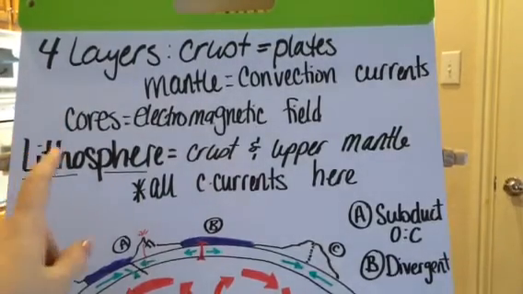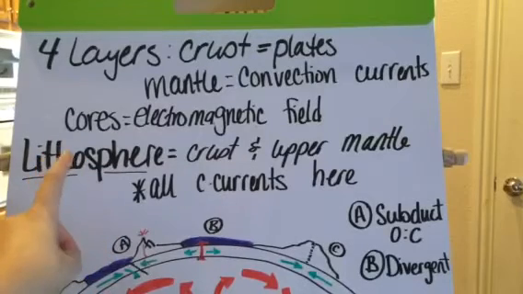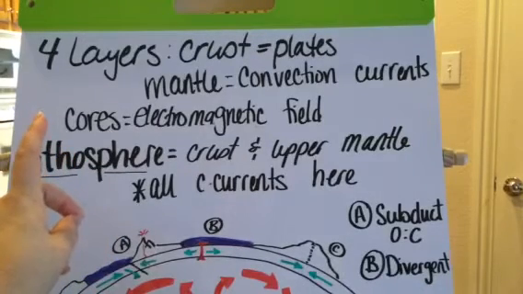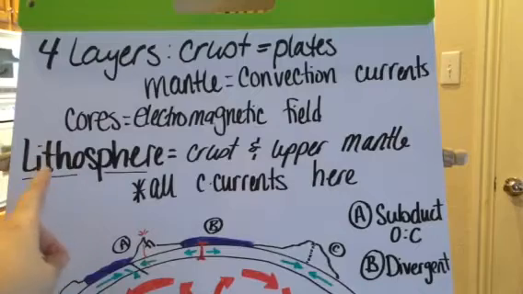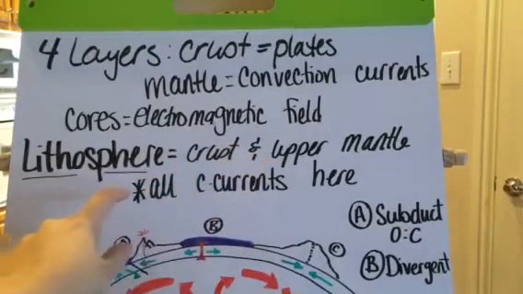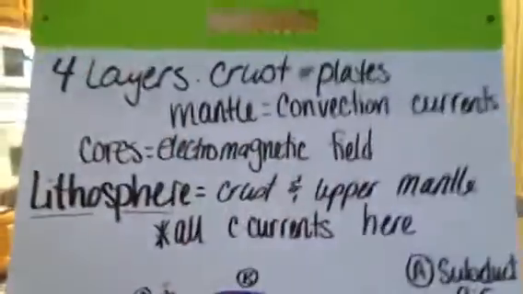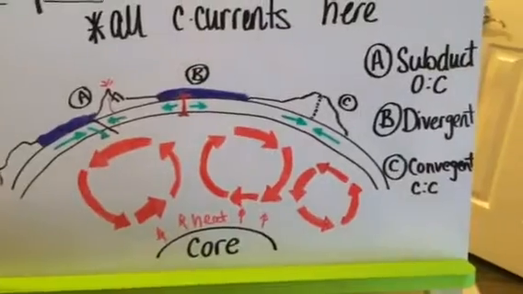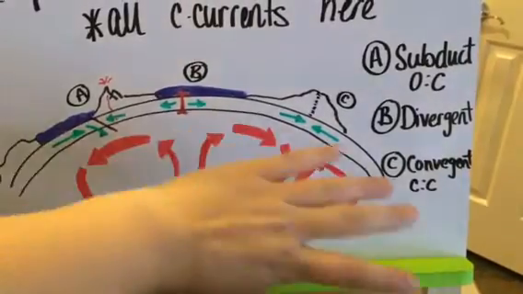The lithosphere was one of those vocabulary words on the layers lab when we looked at the fruit and the eggs. So the lithosphere is the crust itself and then the very upper part of the mantle. So this is where all of the convection currents are. I'm going to move this so we can see a little bit better. Don't make fun of my pictures.